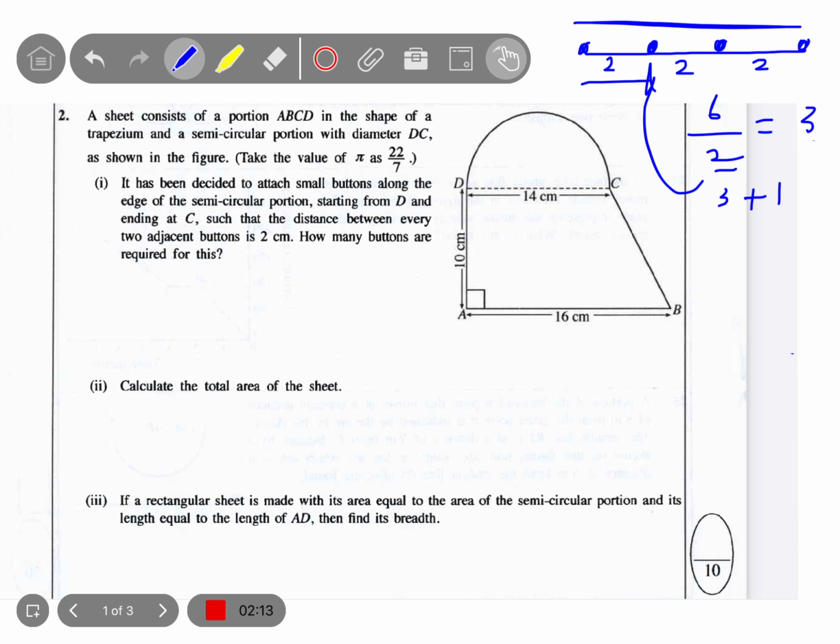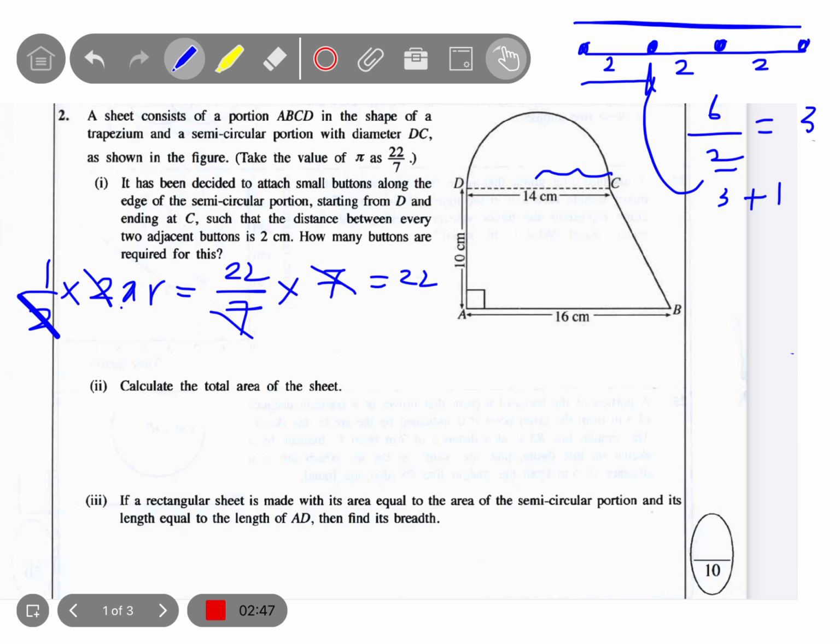So we can apply the same principle here. We need to find the circumference of the semicircle. We know the circumference of a circle is 2 pi r, so the semicircle is half of that. We just cancel these two values. Pi is 22/7 and the radius is this value. We have been given the diameter 14, so the radius is 7. So 14 divided by 7, we just cancel these values, and then you get 22 as the circumference of the semicircle.